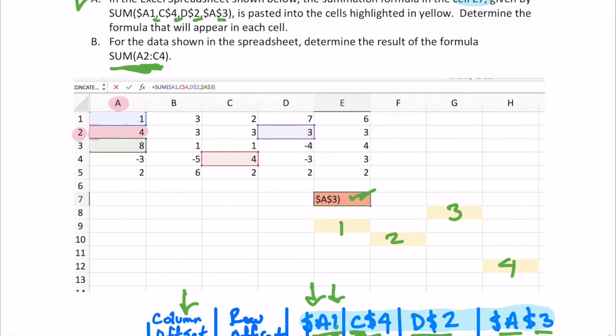Then I find C4, so column C, row 4, it's going to be here. When I use this colon operator, I read everything down and across between A2 and C4. Since this is a sum operation, I would add up those numbers, and if I did it right, these add up to 16.